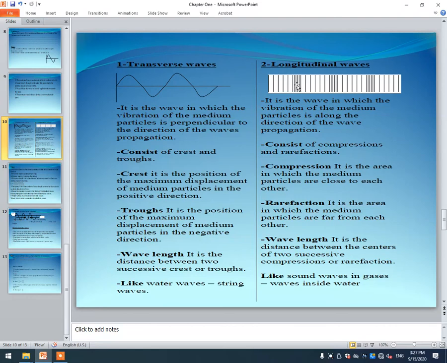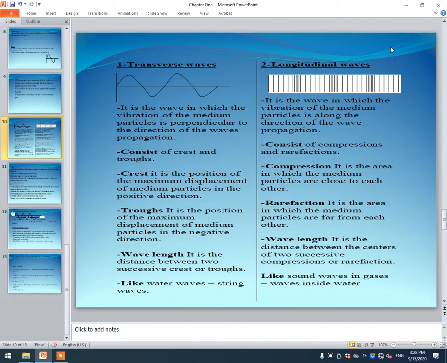Okay, what about the center of the compression and the center of the second compression? Here, the center of this compression and the center of this compression both have the same phase, because they have the same location and the same direction. And in the same way, the center of this rarefaction and the center of the second rarefaction. So we can define the wavelength of a longitudinal wave: it's the distance between the centers of 2 successive compressions or rarefactions.